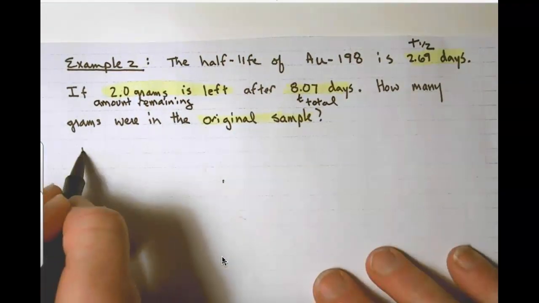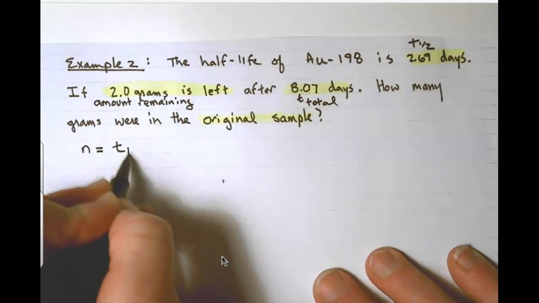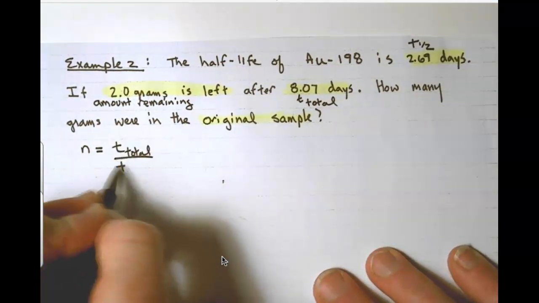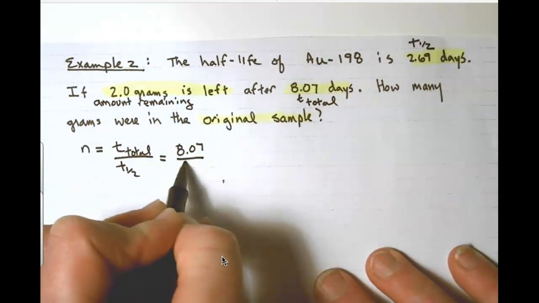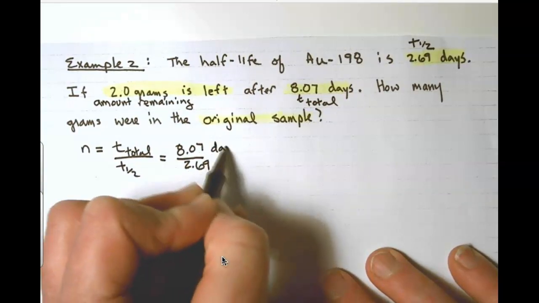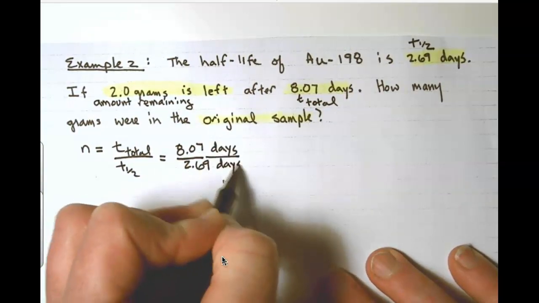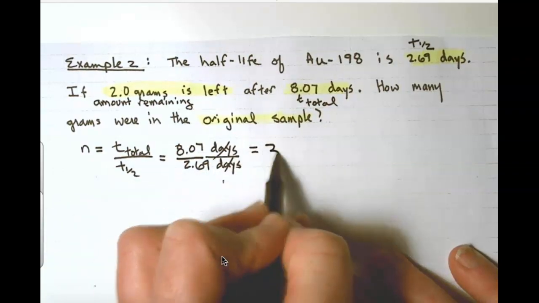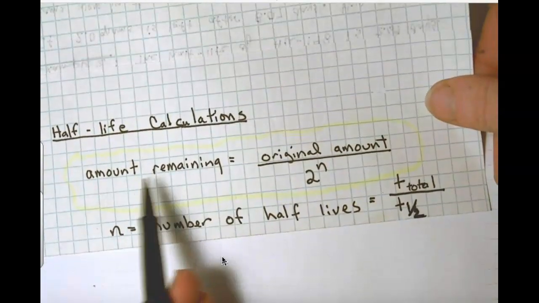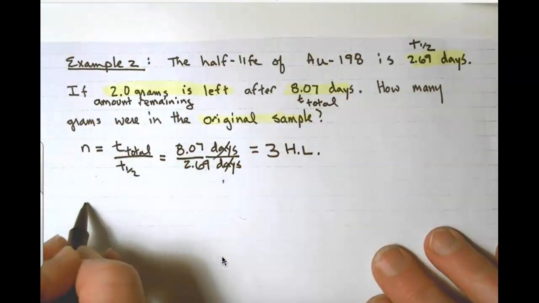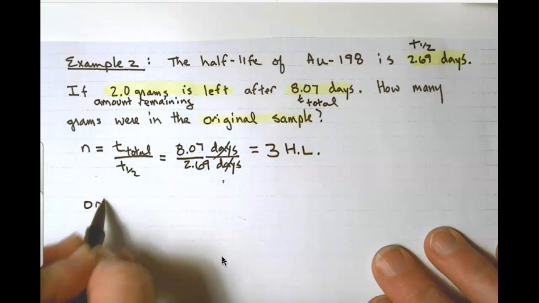So the first thing we're going to do is figure out how many half-lives have passed. T total divided by T1 half: 8.07 divided by 2.69 days. The days cancel out. We are just left with a number. It's 3 half-lives. Now, if we go back to our original formula, we have amount remaining is the original amount divided by 2 to the n. Well, this time we are looking for the original amount.